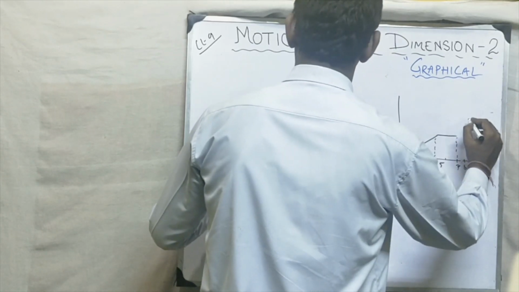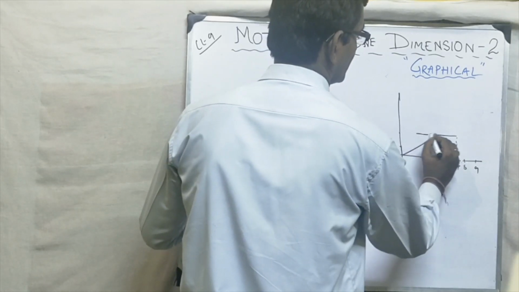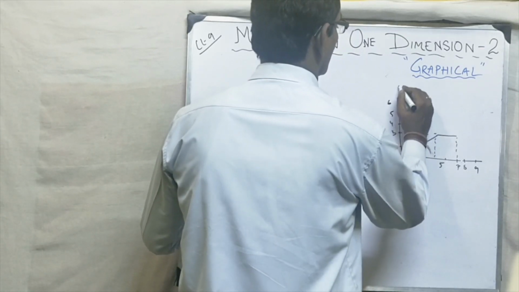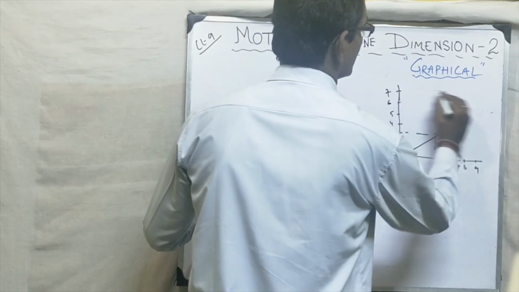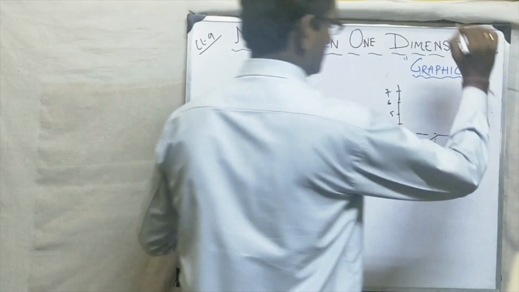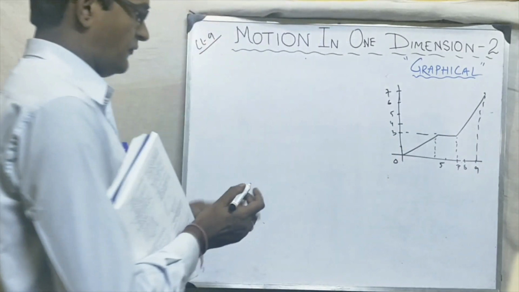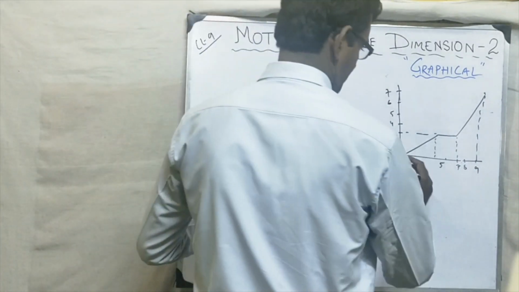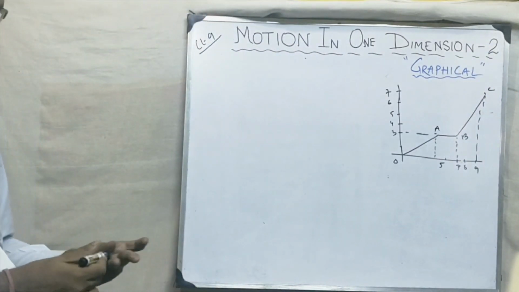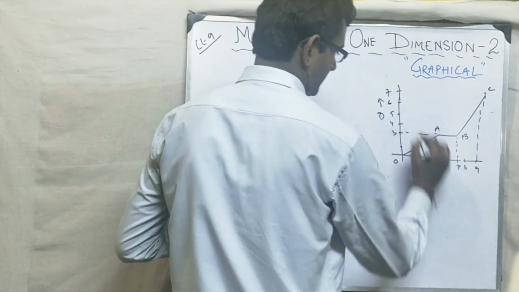Okay, this is the graph. 1, 2, 3. Up to here it is 3, then 4, 5, 6, 7. And here it is 7, this way. Roughly I have drawn the graph. Let us name these 0, A, B, C. Okay. So this is what? A displacement time graph.